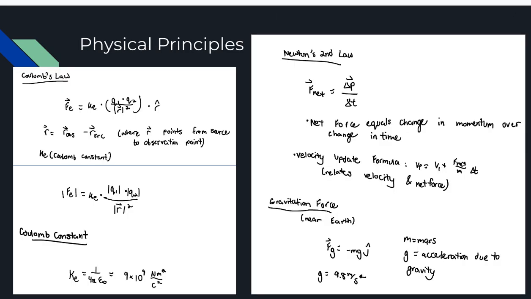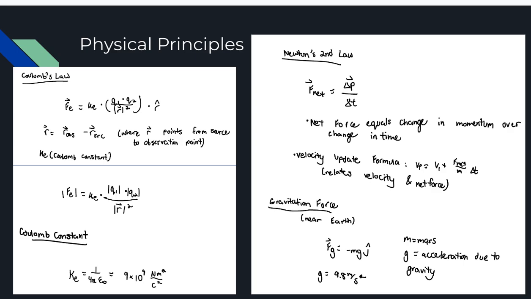These were the physical principles involved, including Coulomb's law, which was involved in the electric force, the r vector in the net force equation, which is r observed minus r source, and then the Coulomb constant was also in that equation, as seen below.